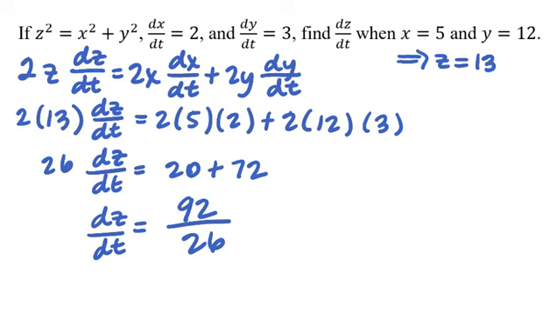I got 92 over 26. You keep it as Z later on. Well, yeah, you can figure out Z based on the fact that Z squared equals X squared plus Y squared. Anybody that's taking the SAT or the ACT recently should know that if X equals 5 and Y equals 12, then Z is going to equal 13.